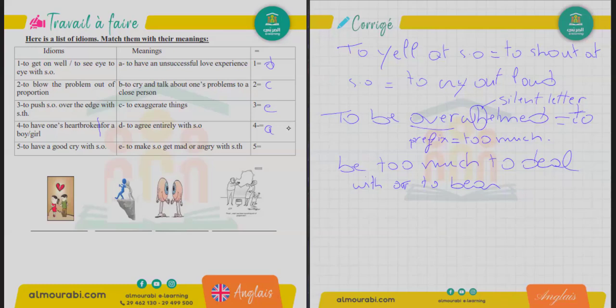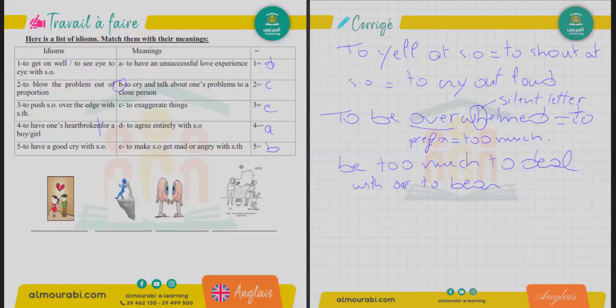And to finish with the last one, to have a good cry with someone. Which is what, Abderrahmane? The one that remains. This is B. Yeah, read B. Read B, Abderrahmane. To cry and talk about one's problem to a close person.